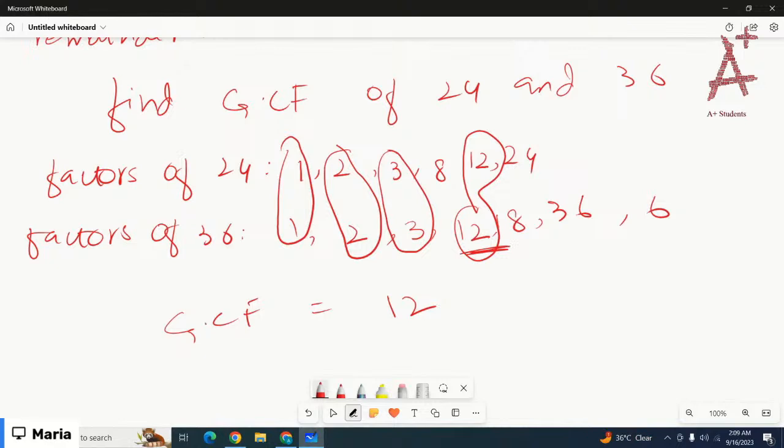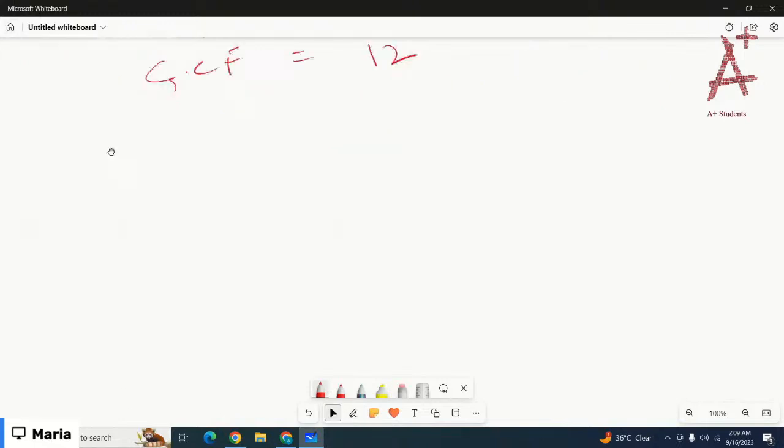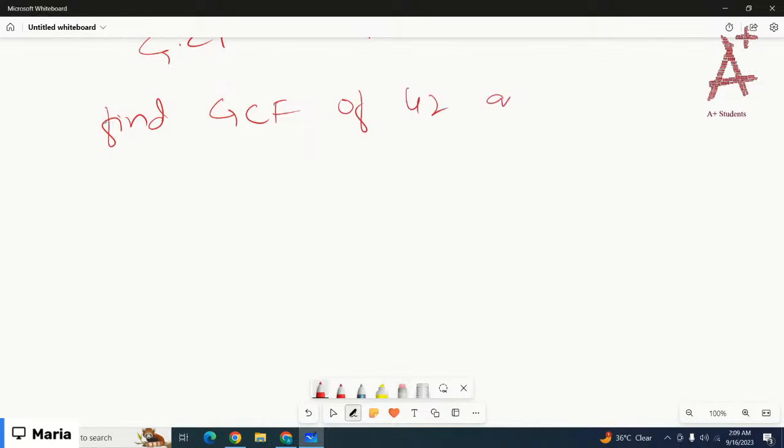Let's just do more examples of greatest common factor, right? Okay, the next example is GCF of 40 and 32. Find GCF of 40 and, sorry, not 42, 40 and 32, right? So let's just start with writing the factors of 40 and 32, right? Factors of 40.